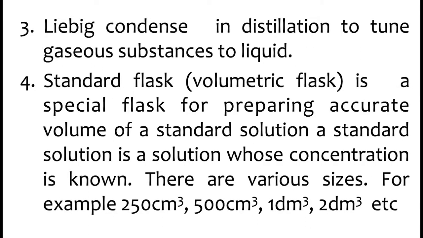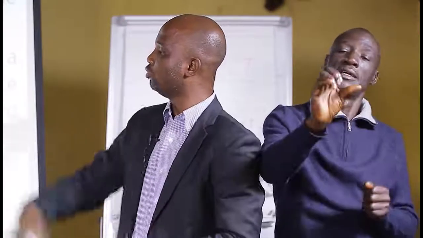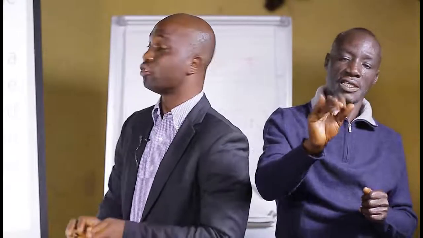We have the Liebig condenser, which is used to convert a gas to liquid during distillation. We have the standard volumetric flask, which is used to prepare a standard solution. Remember, in my previous class, I've told you that a standard solution is a solution of known concentration.